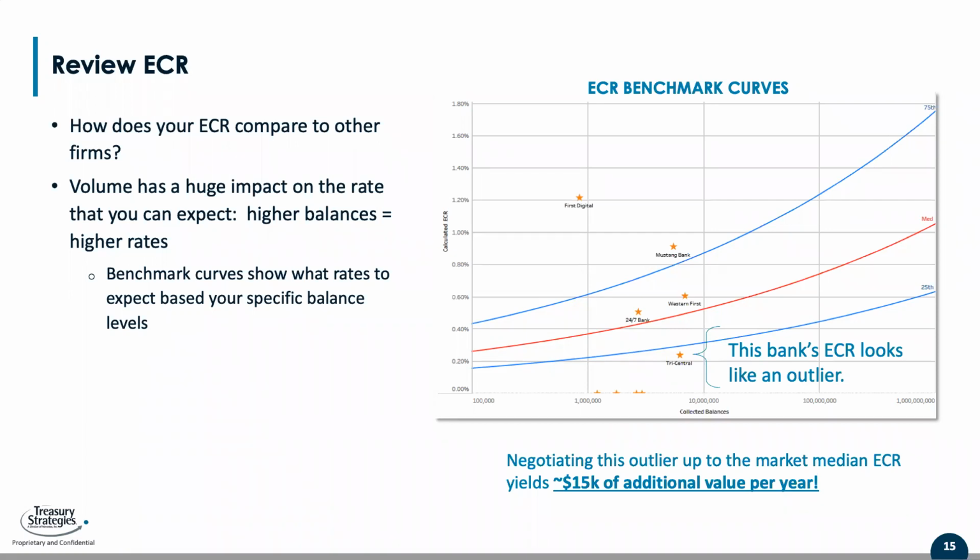And certainly we mentioned here negotiating this outlier, and it's Tri-Central once again. Just bringing this particular ECR up to the market median would be an additional $15,000 in value through earnings credit offsets over the course of a year. So again, there can be some really powerful value propositions by just utilizing this type of benchmarking and reporting.